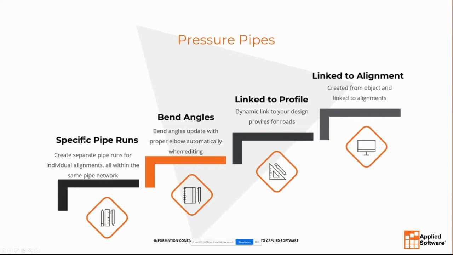Then with bend angles, they've updated things with bend angles where they will automatically update with the proper elbow or angle as you dynamically move that pressure pipe and change the angles. We can link our pressure pipes to a specific design profile and set our vertical offset or depth of our pipe according to that, and it moves dynamically with the vertical design profile, as well as we can link our alignment to a horizontal alignment, and make it design as an offset from that center line. Typically, a lot of entities want your water lines to run on a particular side of the road so many feet off the center line, and this allows us to do that real quick.